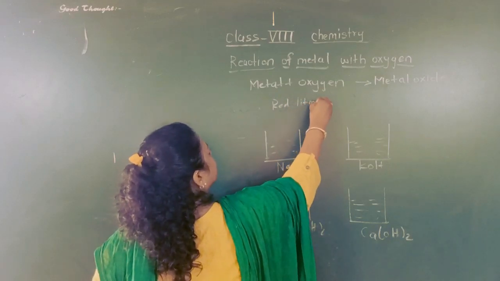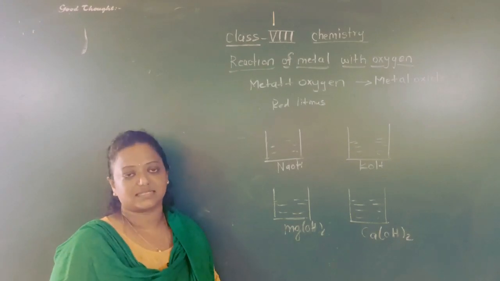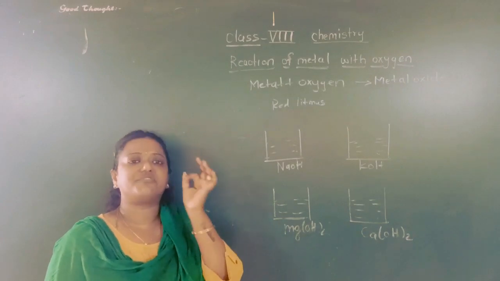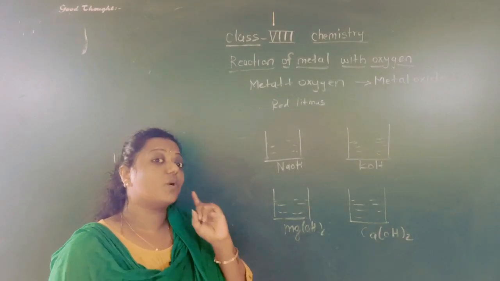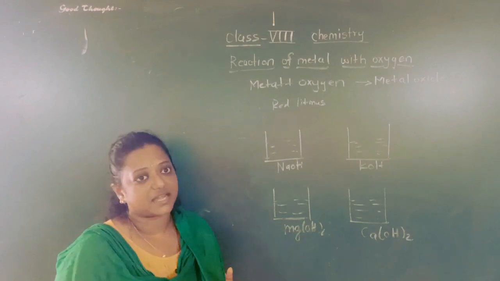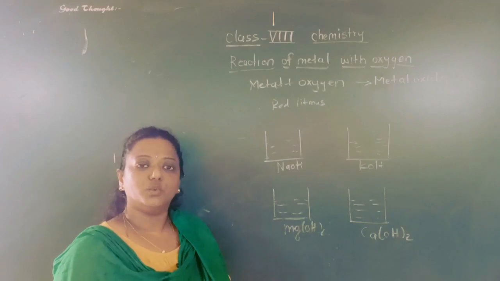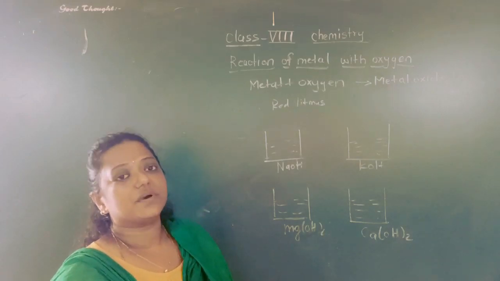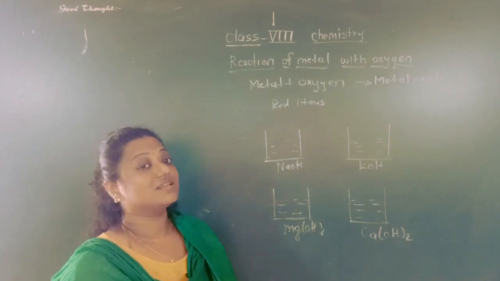And when I have taken a red litmus paper, students, I cannot show you here the red litmus paper. You have studied acids, bases and salts last year in class 7, right? And you have talked about some physical and some chemical properties of it. So in that, one important property was there. What was that? Red litmus paper turns blue in the basic solution.